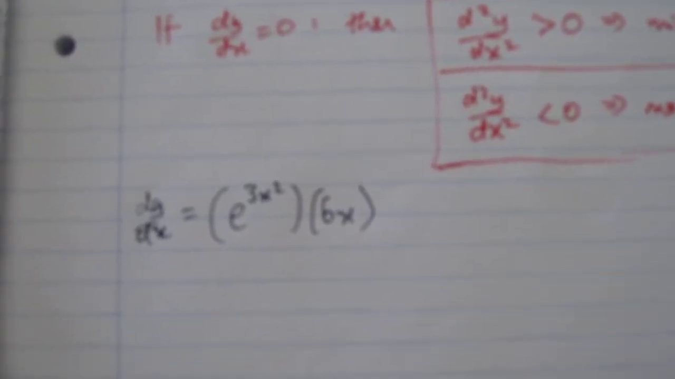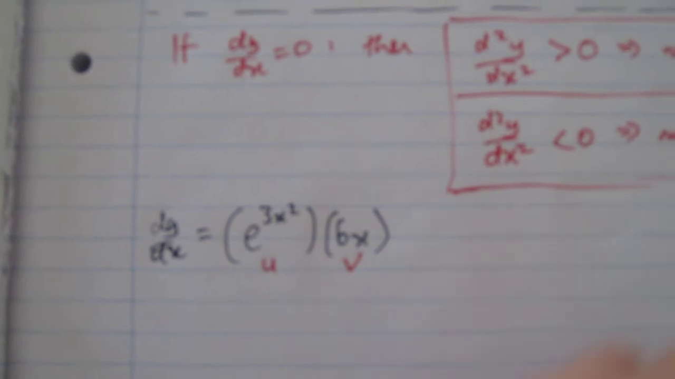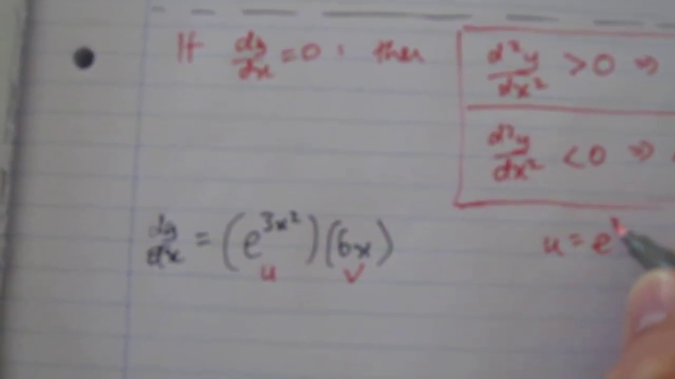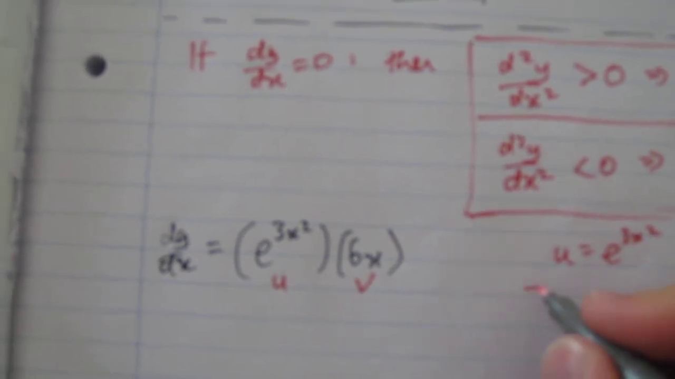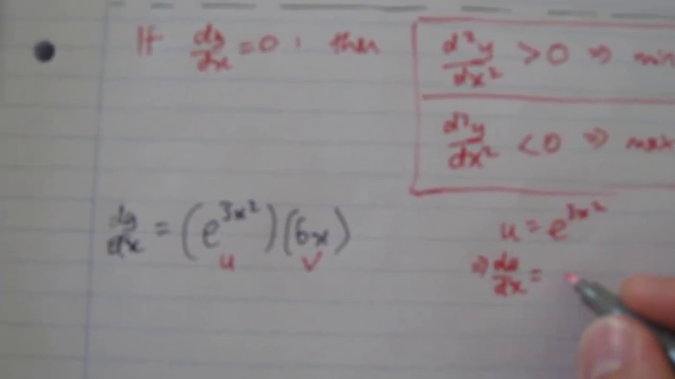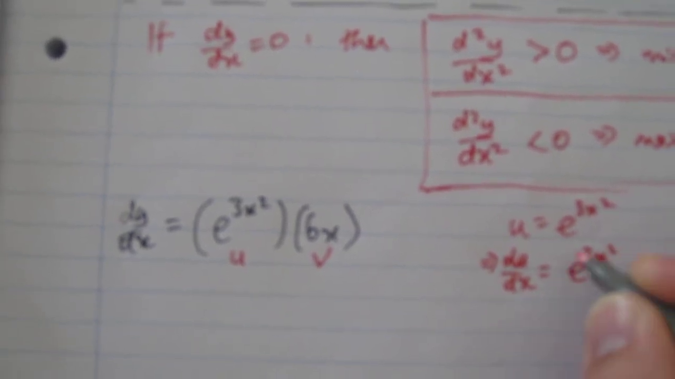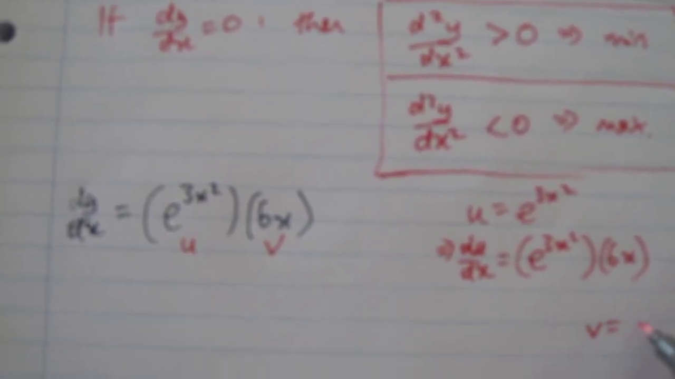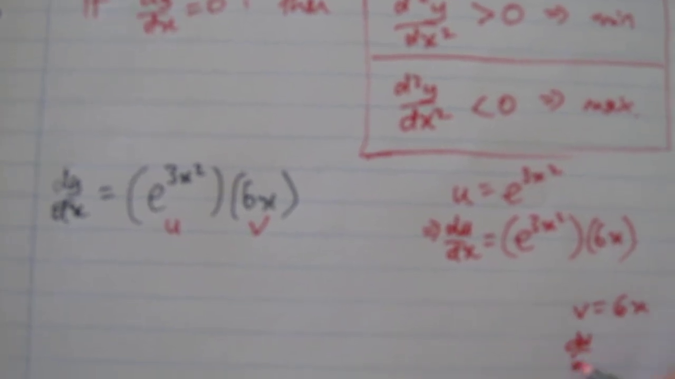Now to get the second derivative, we want to differentiate this, and that's u by v. So u is equal to e to the power 3x squared. So du/dx is the derivative of this thing, so it's e to the same power again, multiplied by the derivative of what's up there. V is a little bit easier. So v is equal to 6x, so dv/dx is equal to 6.